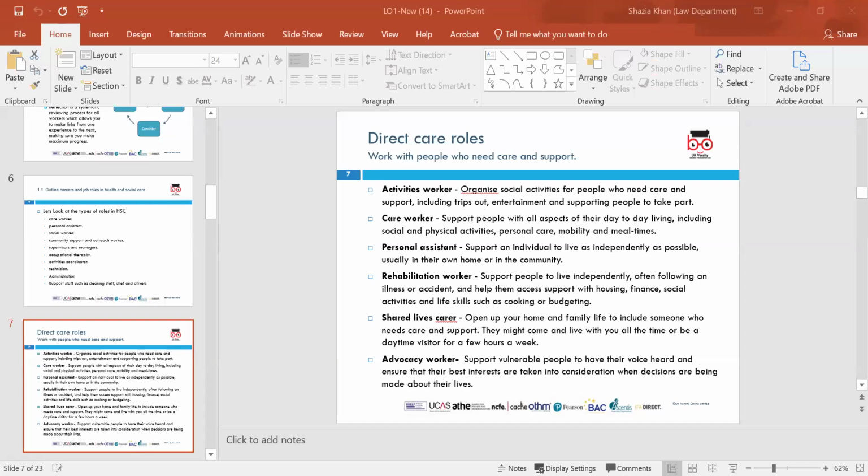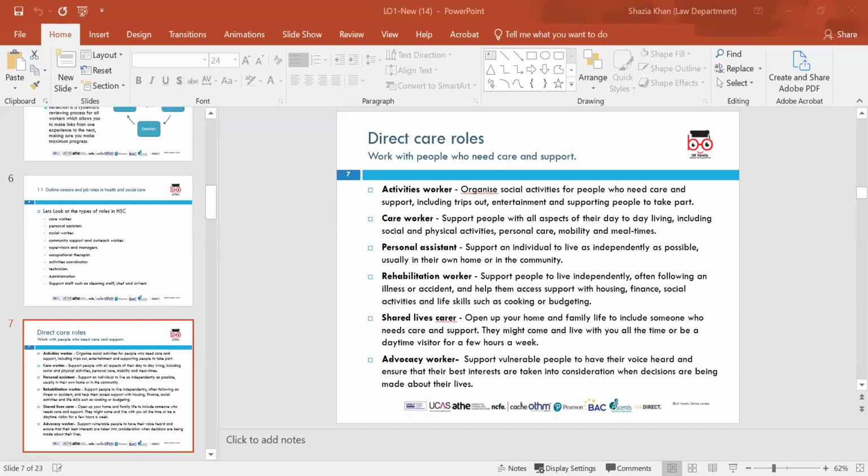Then we have the care worker. What do you think a care worker does? Anyone? Yeah, they support with all the activities of daily living. Yeah, like personal care, and maybe preparing meals, and also checking. Do they just work in the care homes, or can they work in people's homes and in the community as well?